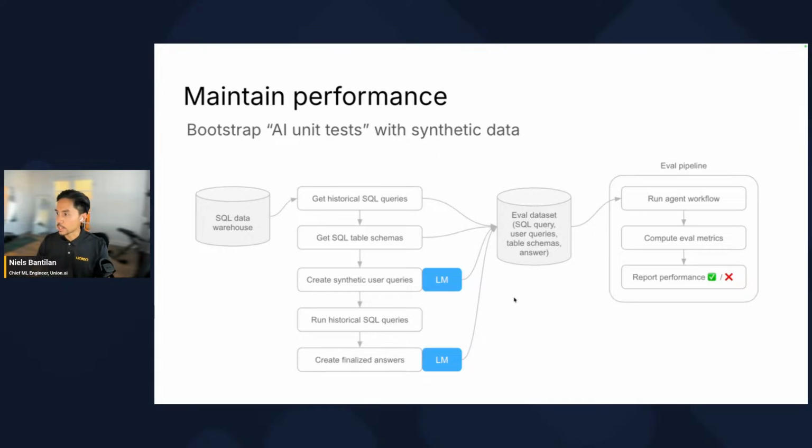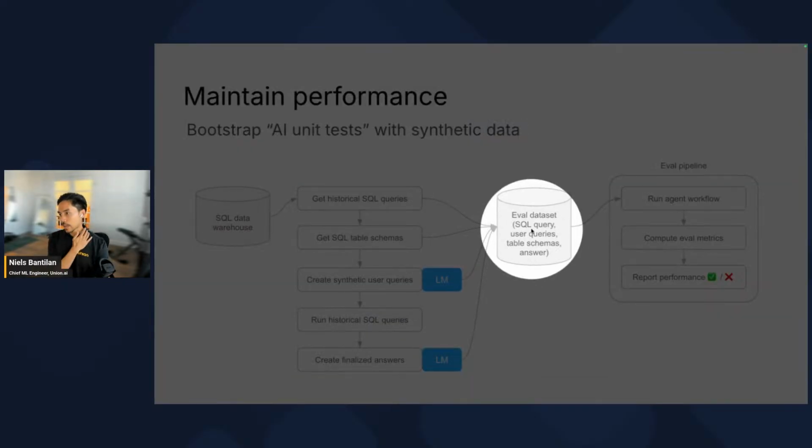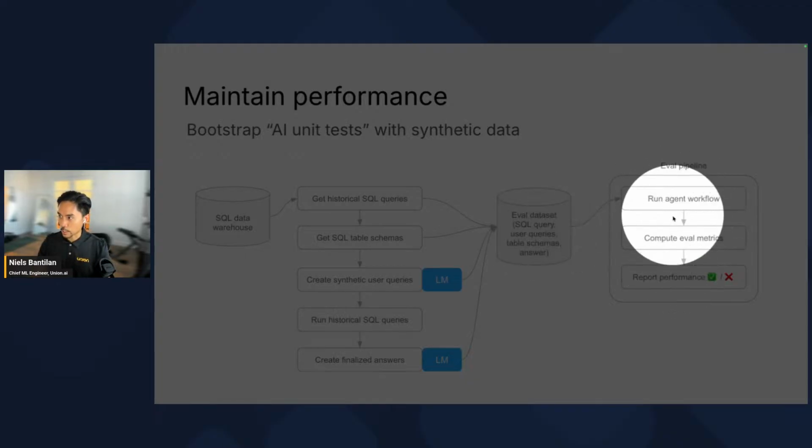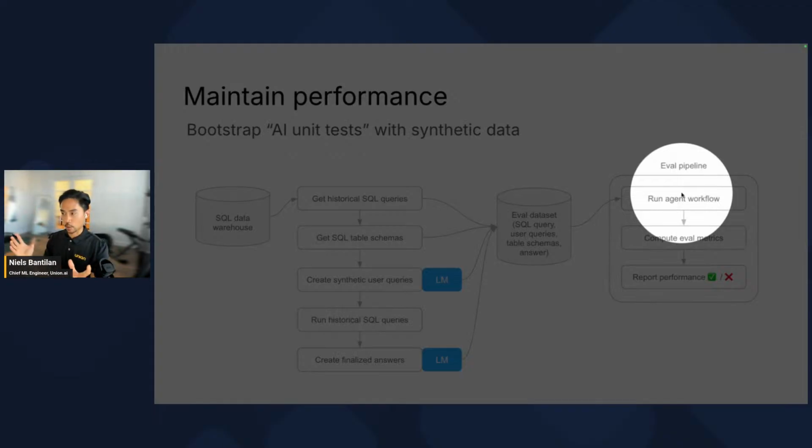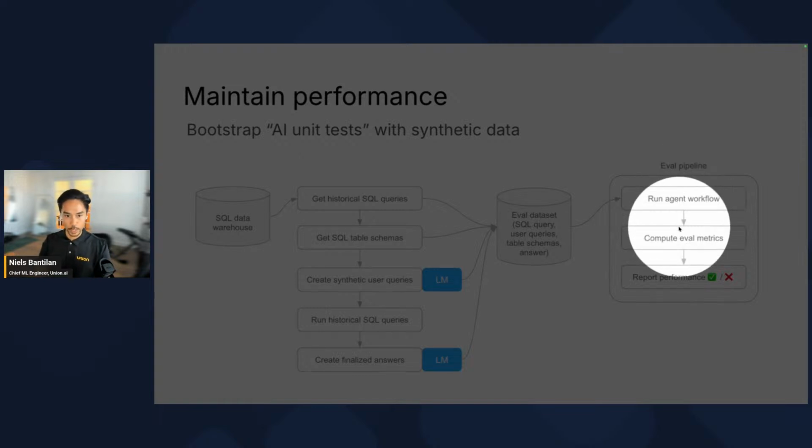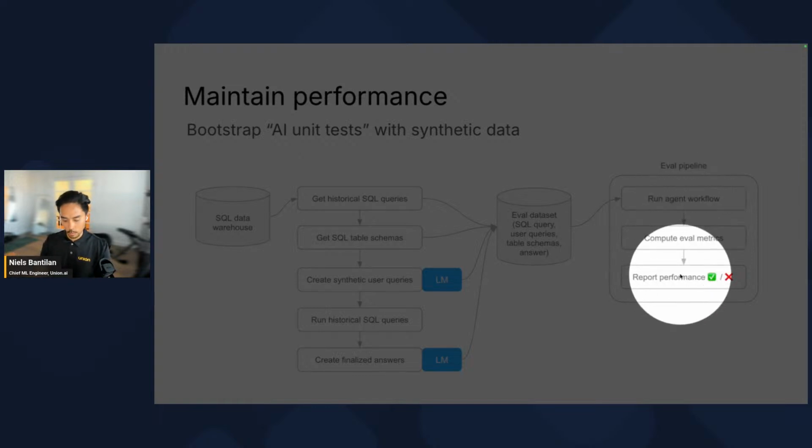And so you'll use these as basically your eval data set that contains the SQL queries, the synthetic user queries, table schemas, and then the answers generated by the LLMs. Right? And you'll then create an evaluation pipeline that takes your agent workflow, the one that we saw earlier, runs all of the eval data points on it, computes eval metrics, and then you get a kind of a report for the performance of your system.